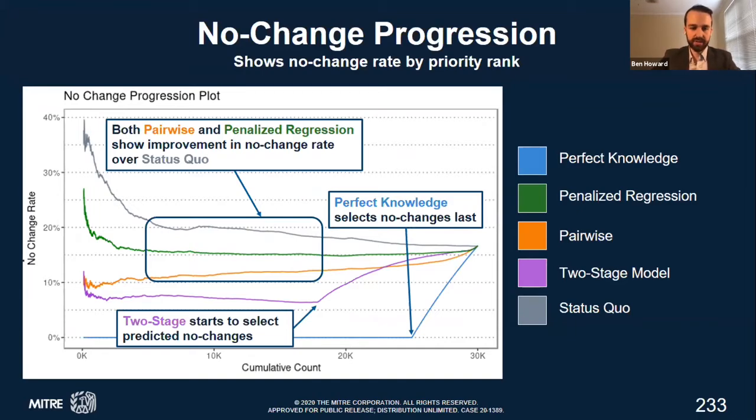Similar to the lift plot, we see the point where two-stage starts to select its predicted no changes in that sharp edge. And if exposed to its own candidate population, we would expect two-stage to continue in this manner of having this very low no change rate. And again, similar to the perfect knowledge observation in the lift plot, we also see the point where perfect knowledge has to start picking no changes last, and that it has a perfect no change rate up until that point, and then it sharply increases to the no change rate of the data.